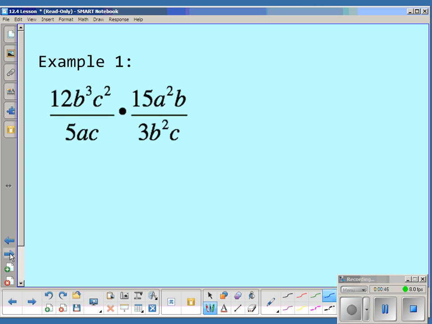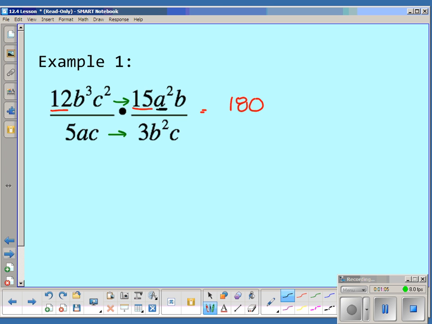So this first example is actually one of the harder ones because it's a little bit messier than the other ones. So what I like to do is just like I did with the fractions. I'm going to multiply across the top, multiply across the bottom. So I'm first going to multiply my numbers. 12 and 15 gives me 180 on top.